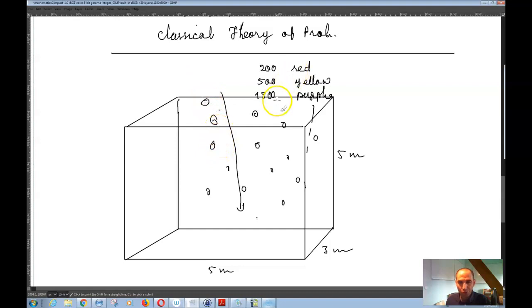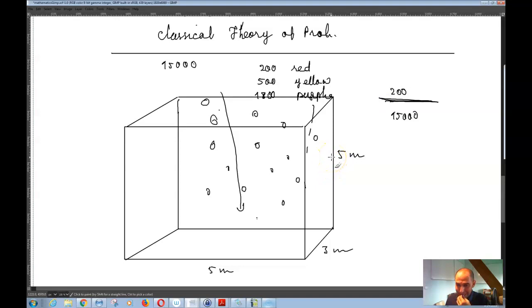cube, if I were to calculate, for example, the probability of getting a red marble, that would be 200 divided by the total number of marbles in this container, which, let's say, is 15,000 marbles. Of course, it would be much more than that given these dimensions, but let's go with these numbers.